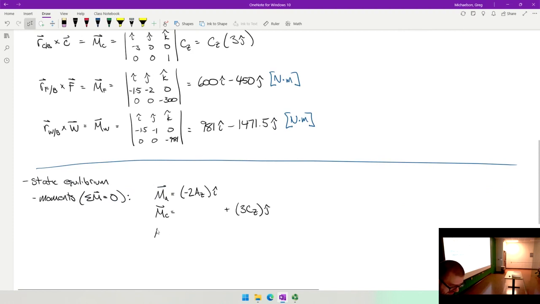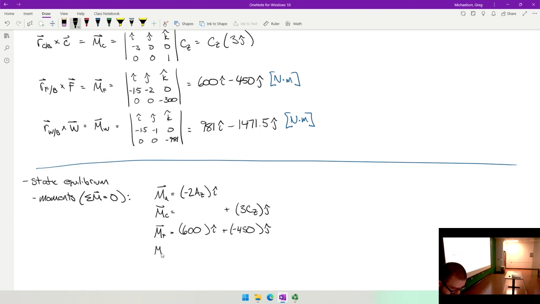So we've got MF, which is 600 times i minus 450, or plus, here, let's do it like this. Group our signs together. We have MW, which is 981i plus negative 1471.5 j.